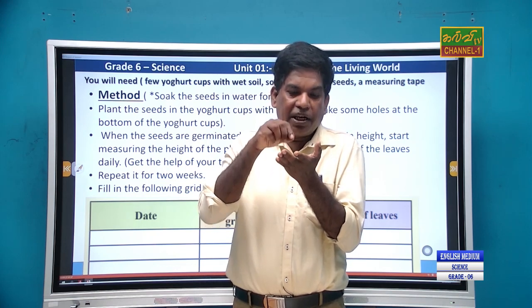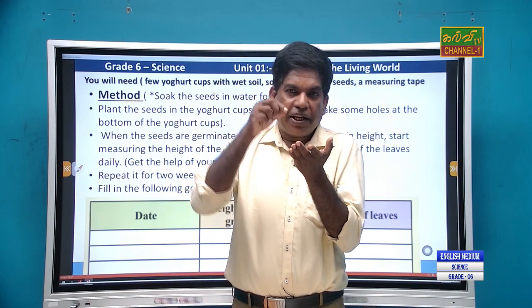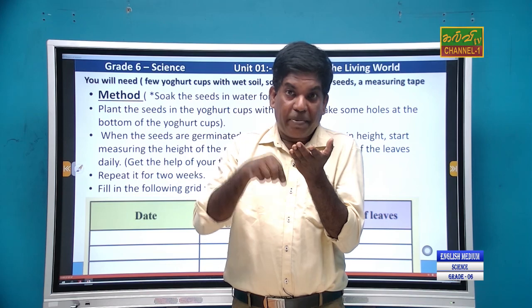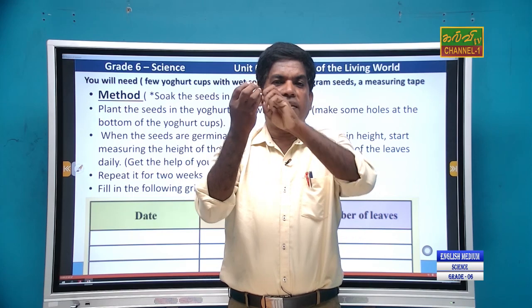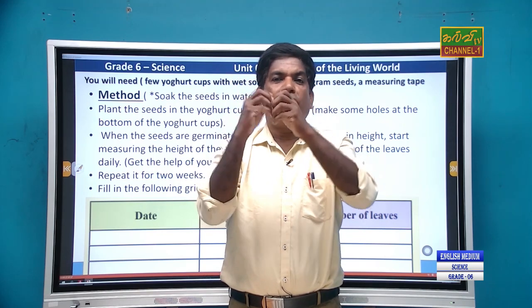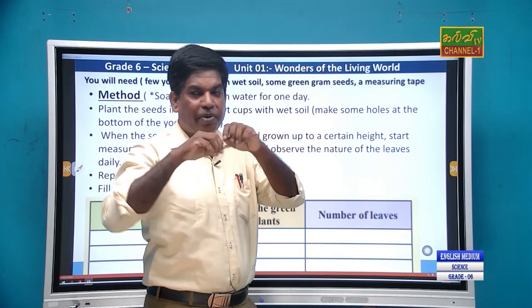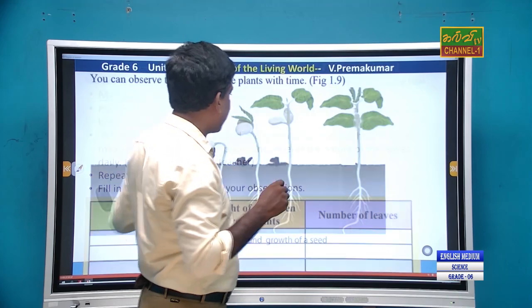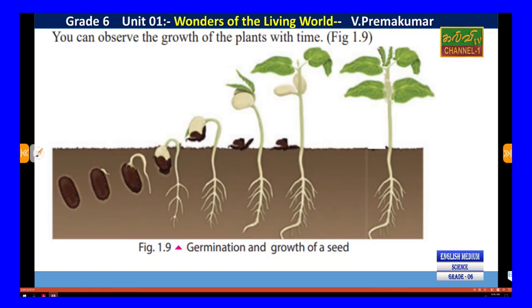Then what happened? Some white colored root comes out. Then it goes inside. Maybe root. Then it takes the seed out. Then the seed cover is going to be removed. Then what happens? It produces leaves. Here you can see this is the seeds, the first one. Then it produces a small root and the root becomes big.